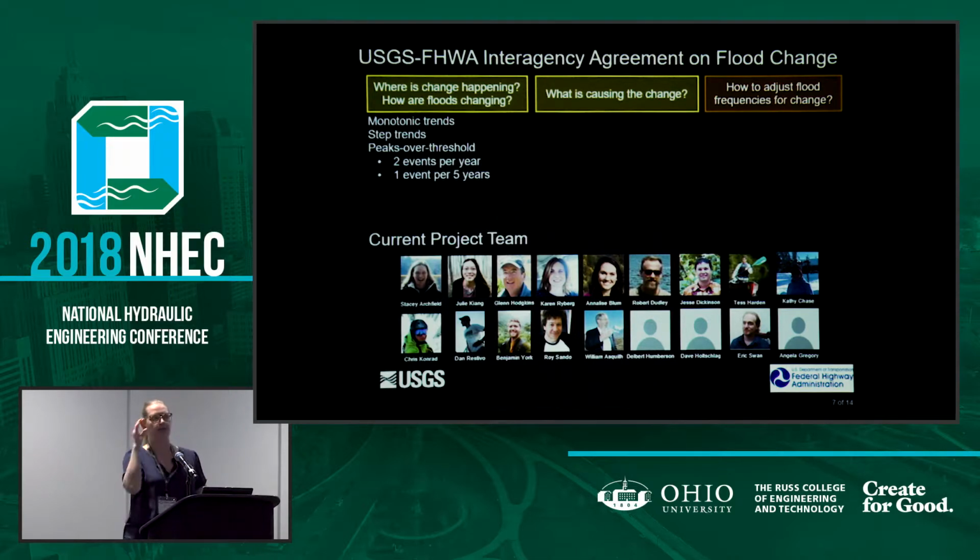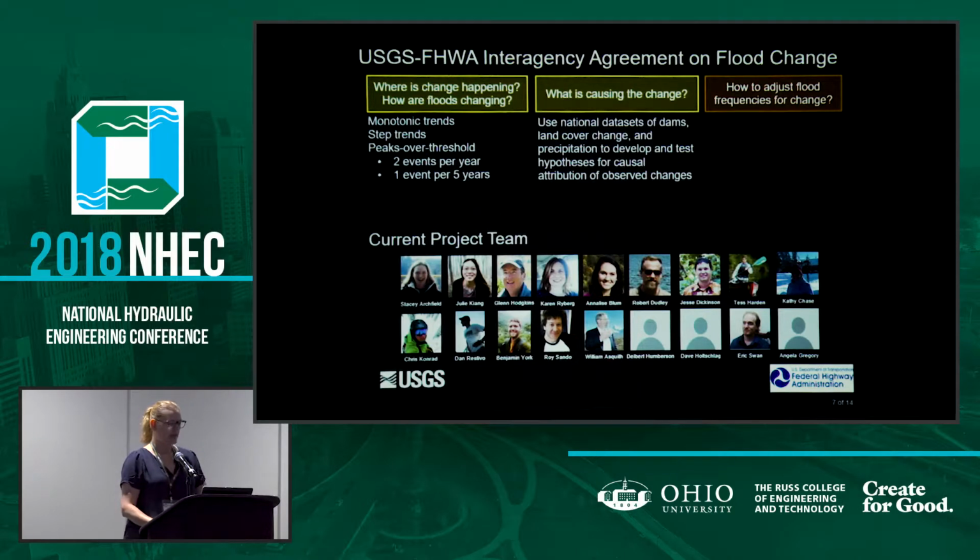And then we're looking at a peaks-over-threshold approach, where we look at floods that have occurred two events in one year, and then more rare events, which is one flood event every five years. And then in terms of what's causing the change, what we're looking at right now is national data sets of dams, land cover change, and precipitation to develop and test hypotheses for causal attribution of observed changes.